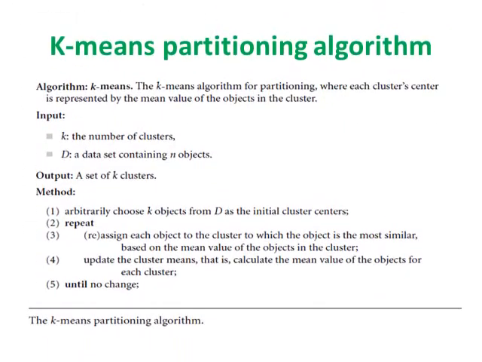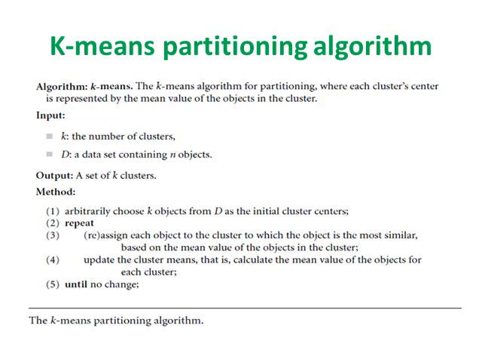The K-means algorithm is used for partitioning the dataset into clusters, where each cluster center is represented by the mean value of the objects in the cluster. In this algorithm, we take two inputs. One is dataset D that contains n objects. The second one is the number of clusters represented with k, that is user defined. The final output is a set of k clusters.